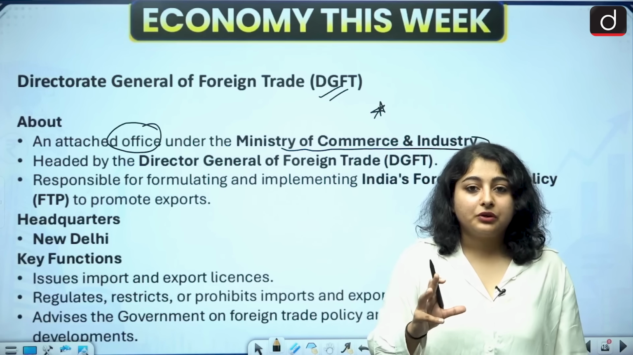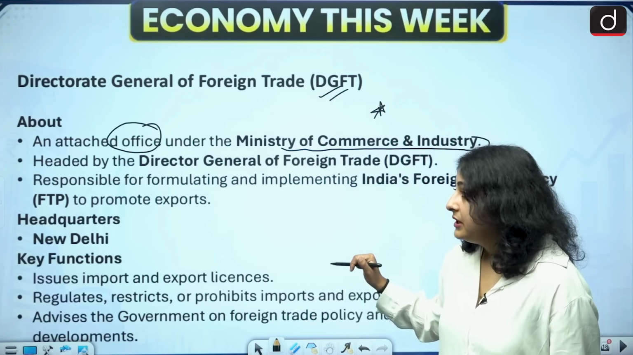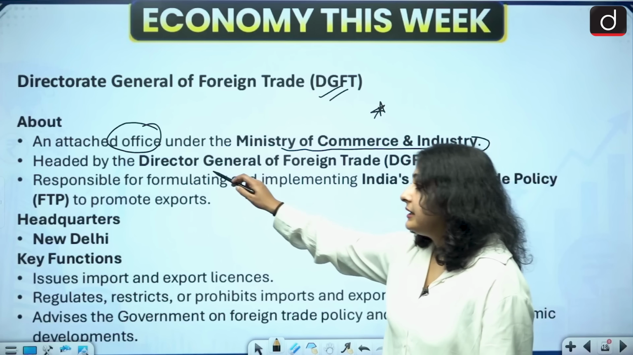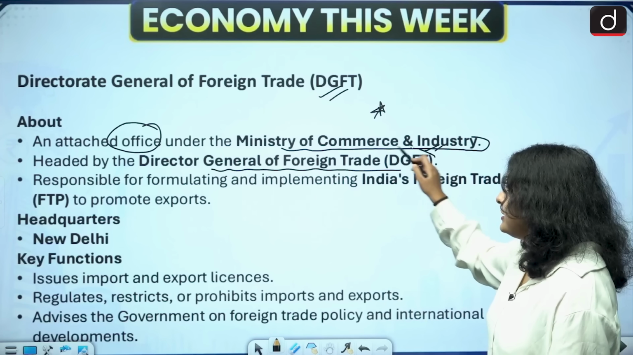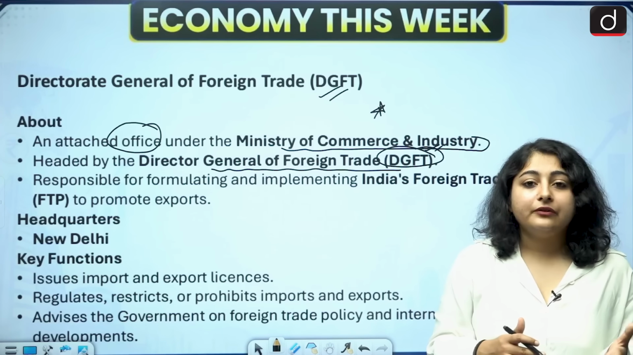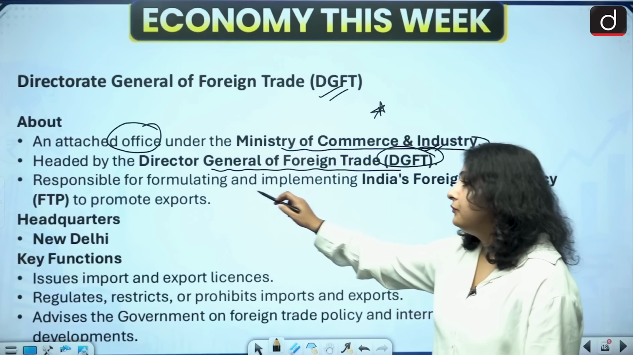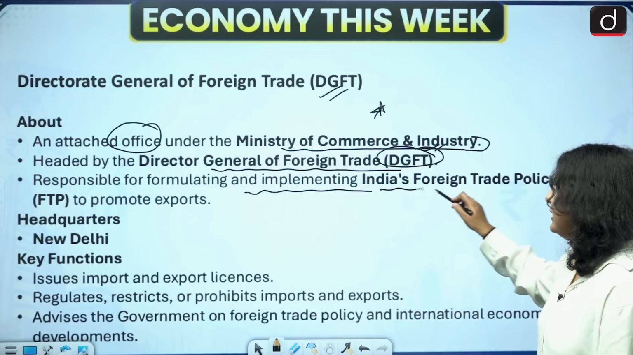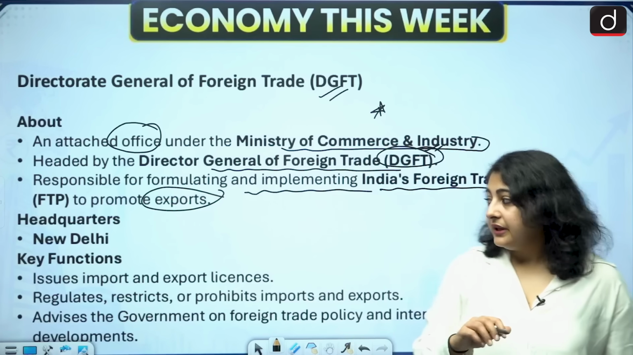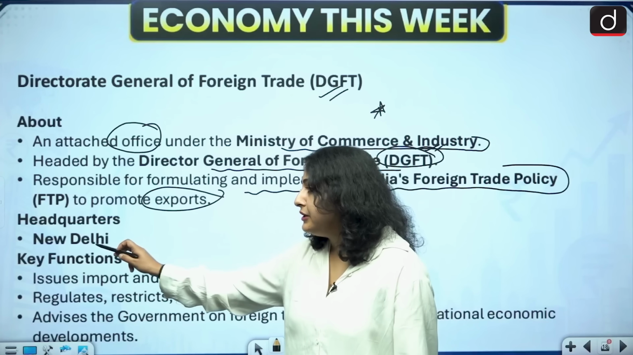DGFT is extremely important for you. It can be asked in exams. DGFT comes under your Ministry of Commerce and Industry. It is headed by the Director General of Foreign Trade. Now, what is the main responsibility of DGFT? It is responsible for formulating and implementing India's foreign trade policy to promote export. Its headquarters are in New Delhi.